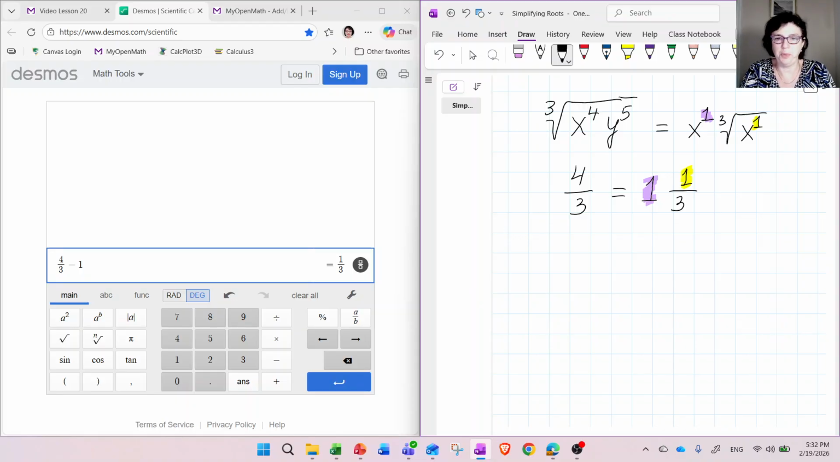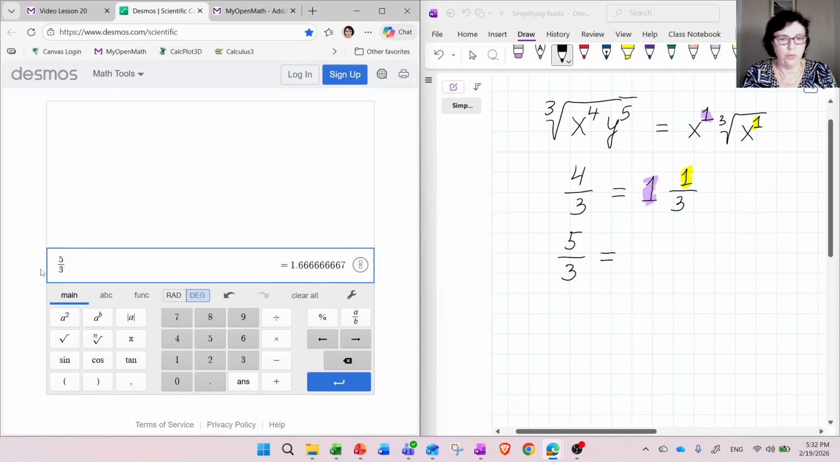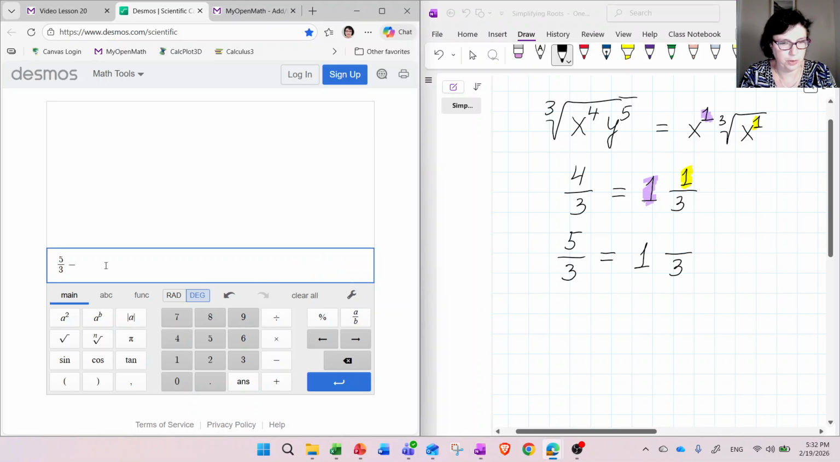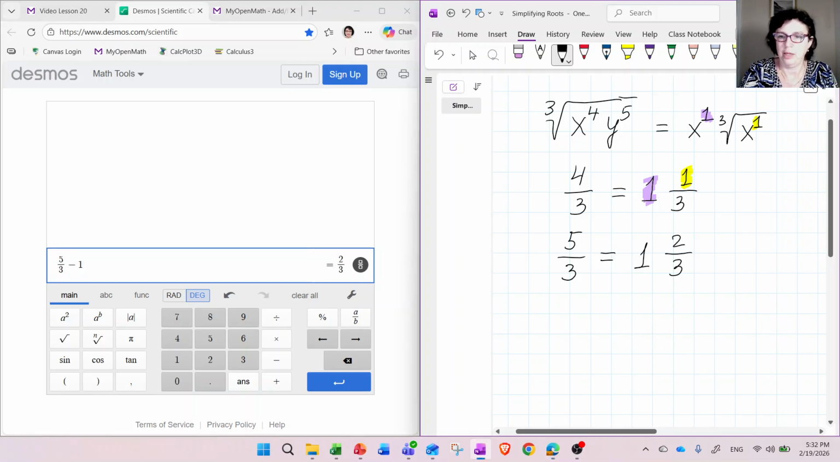Now let's repeat the same thing with y. y has a power of 5. So take 5 divided by 3, and again, you want to write it as a mixed fraction. Let's do the same trick with 5/3. We're going to get 1 and something. That something on the bottom will be 3, but what's on the top? Subtract the integer part, that's 1, and now convert that to a fraction by clicking on the little button. That gives you 2/3. So far so good.